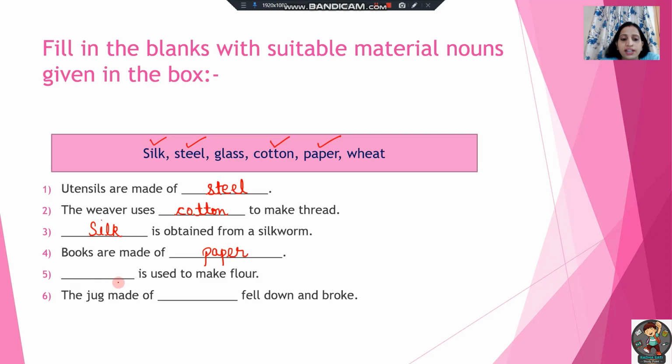Now the next is, dash is used to make flour. आटा बनाने के लिए हम क्या यूज करते हैं? We use wheat. So that's why we will write wheat here. Now the next is, the jug made of dash fell down and broke. तो जग किस चीज का बना था जो गिरा और टूट गया? It will be made by glass. ठीक है? So that's why we will write glass here. So these were some fill in the blanks based on material nouns. Similarly, there can be other examples also.